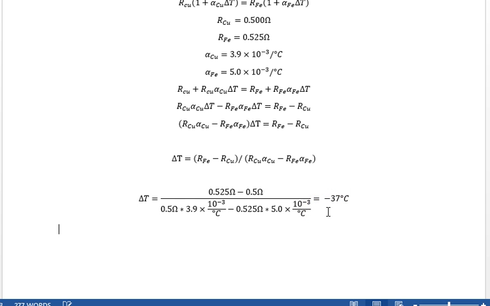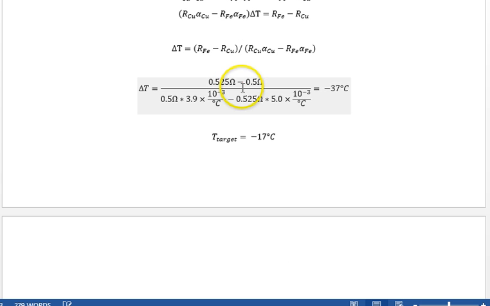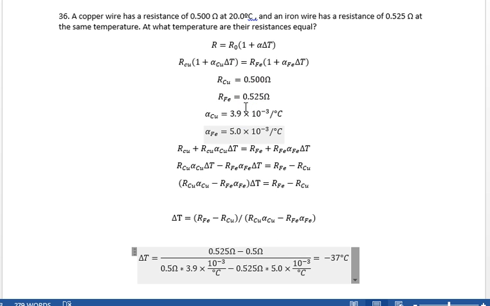That means we need to get to a target temperature of, we start off at 20 degrees C, so we need to get to minus 17 degrees C. And that would be it for problem 36.